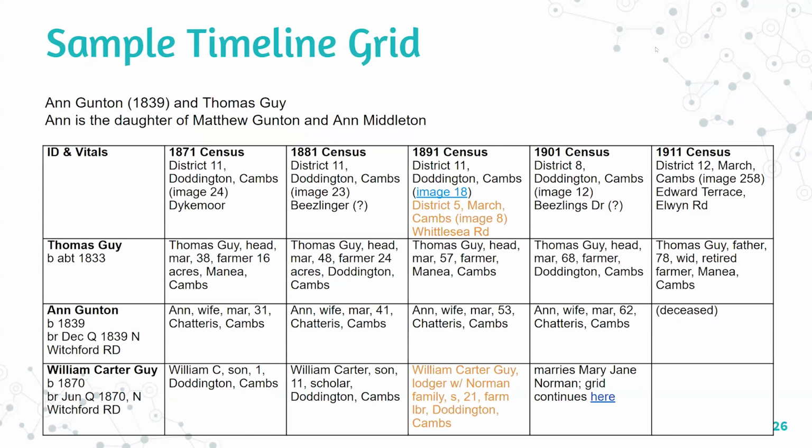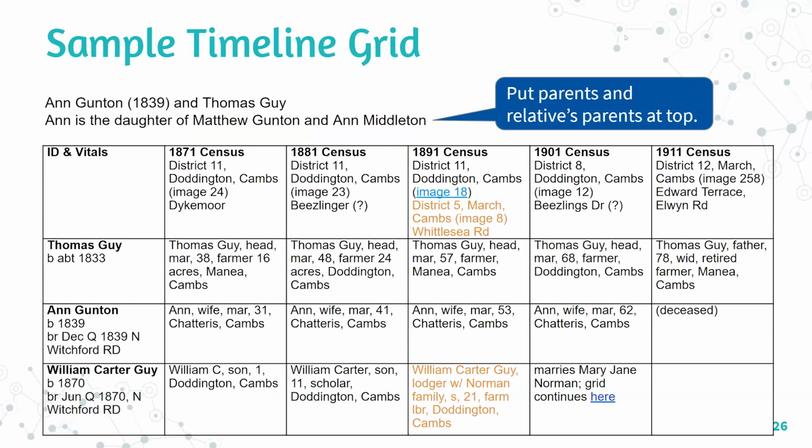Here's how a completed grid looks, and here are the high points of the grid. At the top of the grid, I will put the parents, so the couple that has the kids and the family. But then for context, I'll also put the parents of my relative. So in this case, Anne is my relative. She's like my 10th cousin twice removed or something, and she married Thomas Guy, who is only my relative by marriage. And then Anne's parents, so that I have some context and can remember who she is, I put that she's the daughter of Matthew, and her mother's name is also Anne.